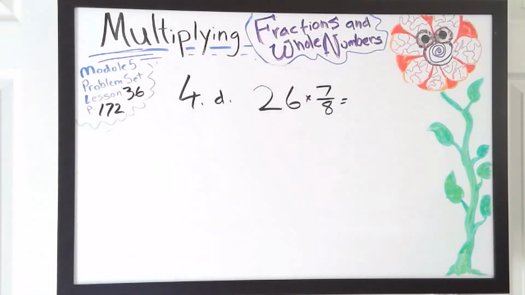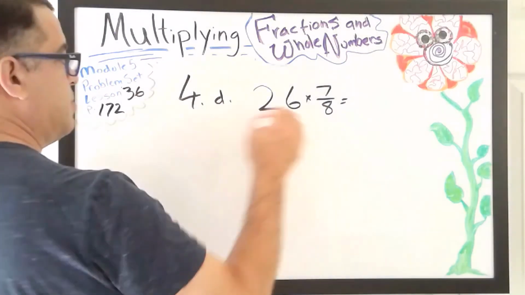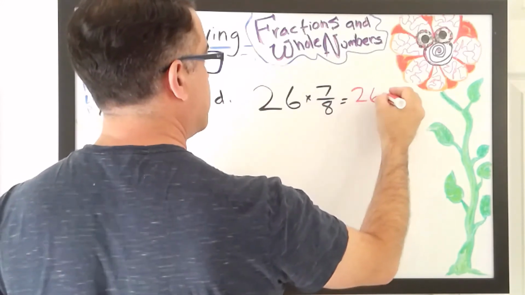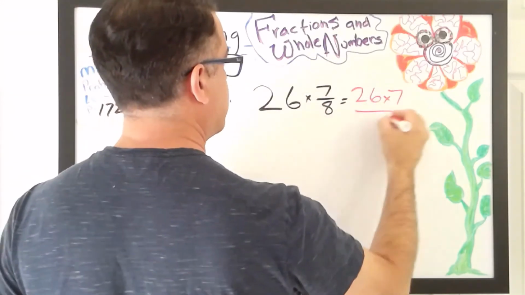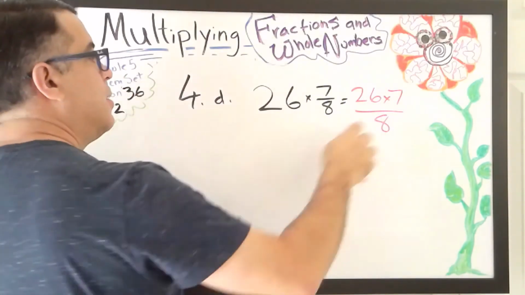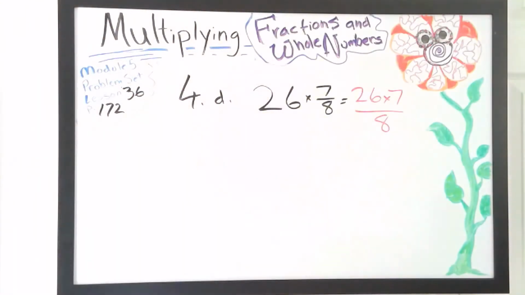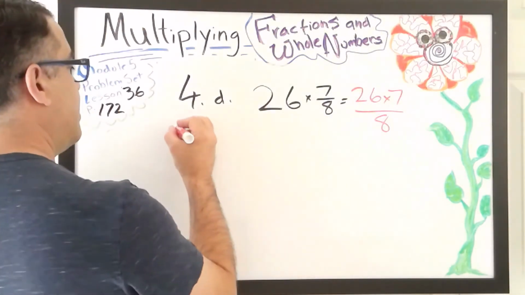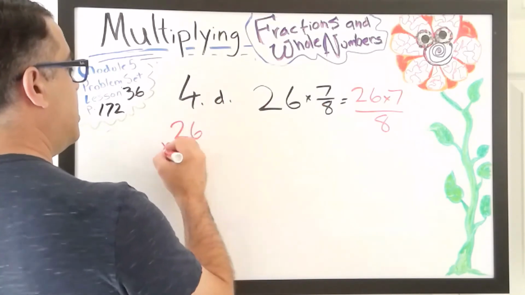Okay, now we're on page 172, and this is 4D. They want you to solve and turn back into a mixed number. And this is, again, a continuation of what we've been practicing, except now the numbers are getting a little bit bigger. So we have 26 times 7/8. By now you should realize that that is 26 times 7 over 8. What is the hard part here? The multiplication. Now if you plug this into a calculator and solve it, fine, but please know how to do this. 26 times 7.